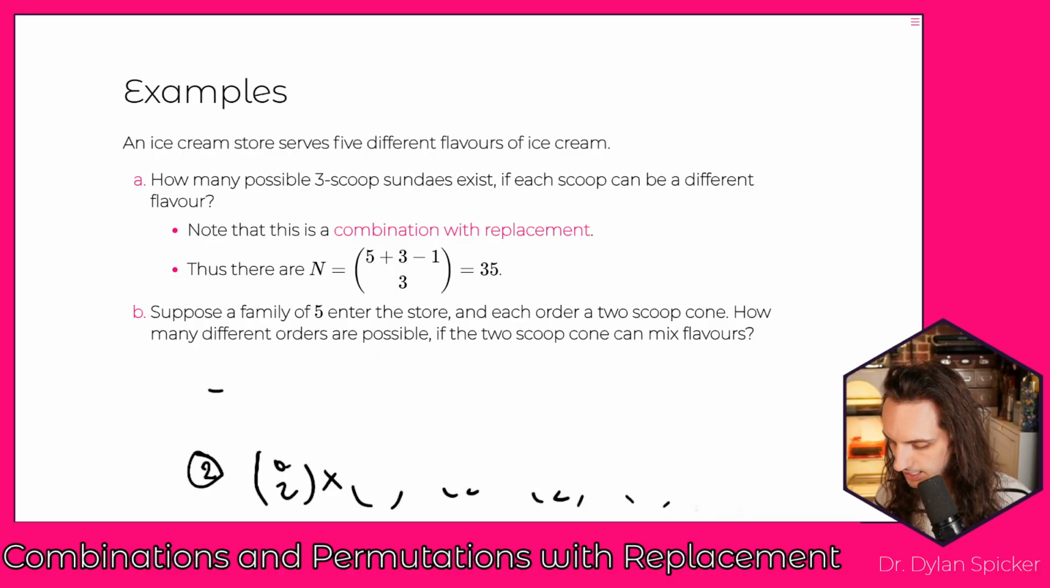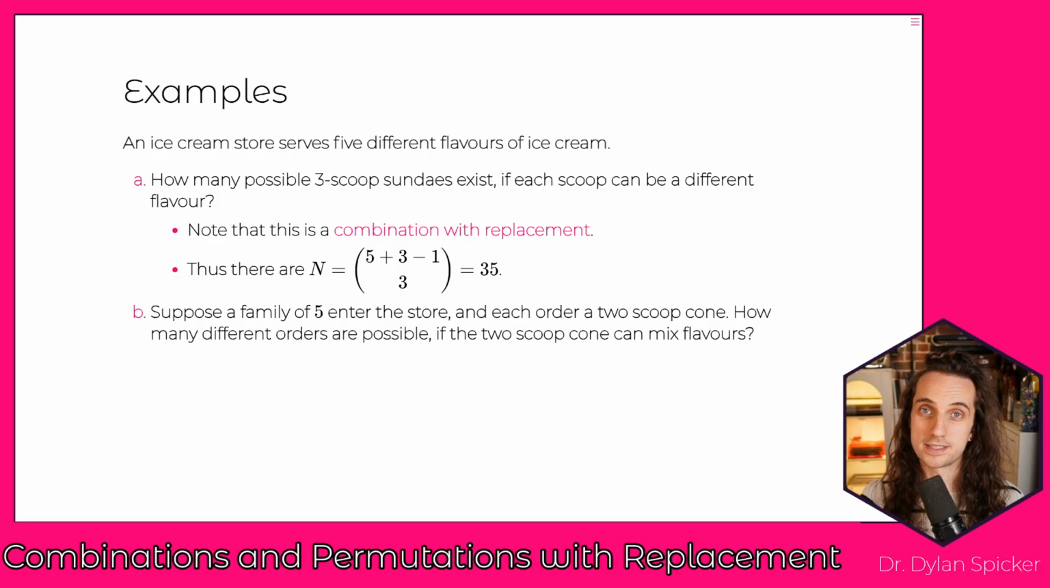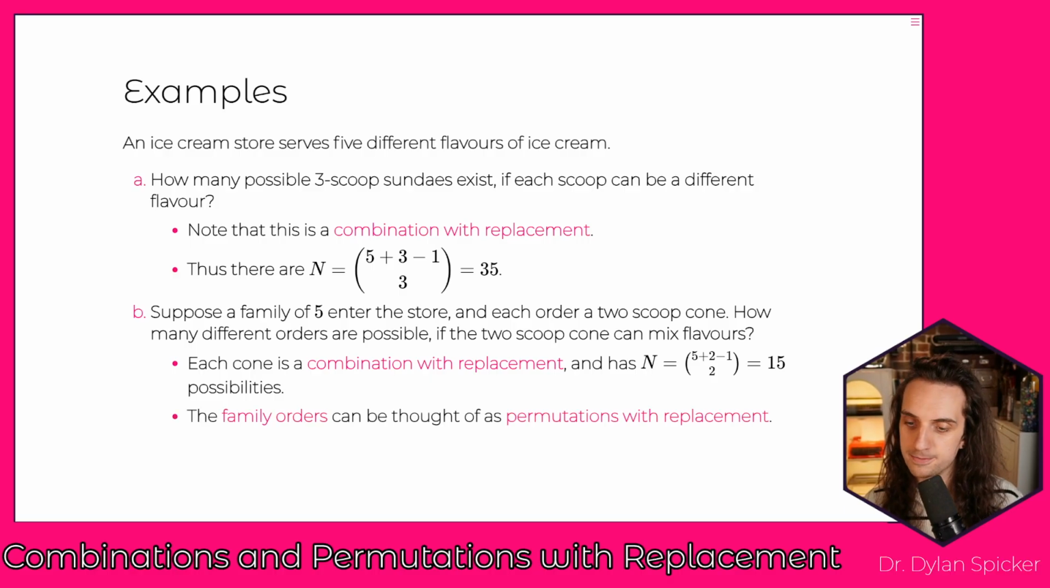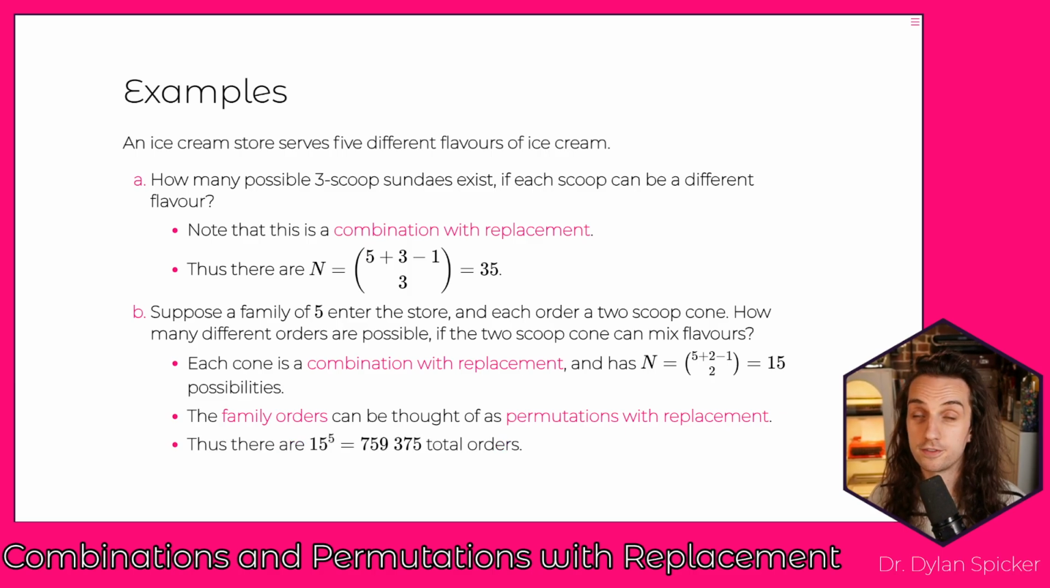One thing to note is that if you considered your ice cream cones with, say, chocolate on top and vanilla on the bottom to be different than a vanilla on top, chocolate on the bottom, then that's going to change this answer slightly. But let's suppose that each cone is a combination with replacement, and so that's 5 plus 2 minus 1, choose 2, or 15 total possibilities. Then the family orders can be thought of as permutations with replacement. So it's 15 to the power of 5, or 759,375 total orders. So if this family goes in, there are 759,375 ways that the 5 of them can order a 2-scoop cone if we allow them to repeat flavors on their 2-scoop cone.